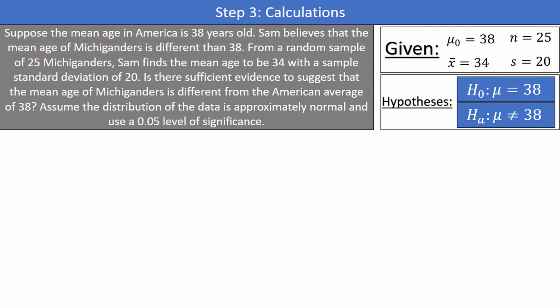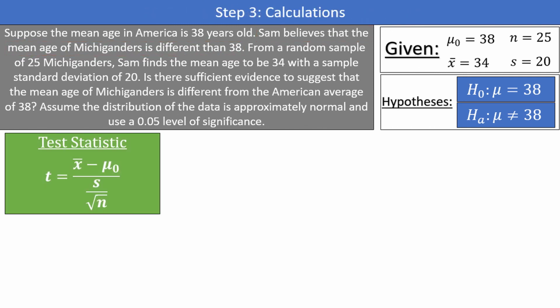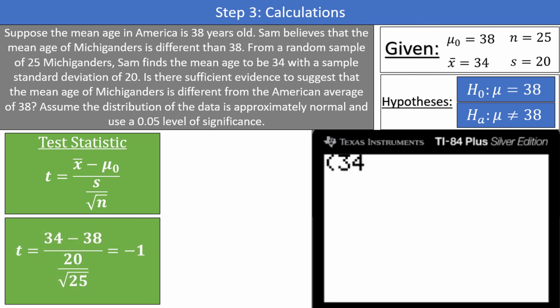Step 3 is calculations. Since we are using the t distribution, we must use this formula to calculate the test statistic, which is essentially the same formula that we used last time, except we use s instead of sigma in the denominator. We have 34 minus 38 divided by 20 divided by the square root of 25, which comes to -1. This is our test statistic.